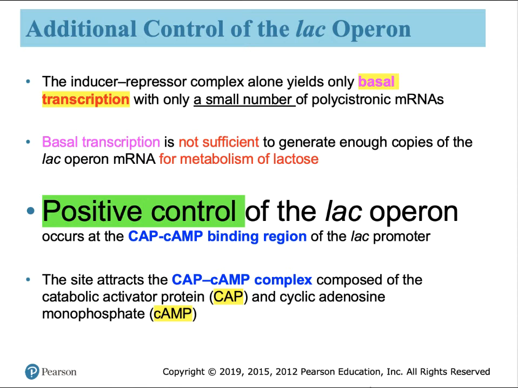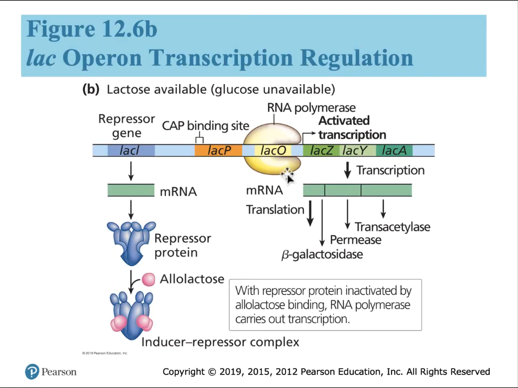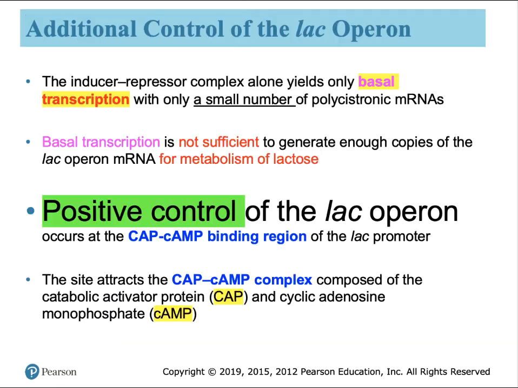Something is bound to the operator, the repressor protein for instance, then the level of transcription is down in the single digits, a few percent at most. When the repressor protein is no longer bound to the operator, as in this case, then the level of transcription is a bit higher, maybe 10 to 20%. That's it. So it's not going to be anywhere close to 100%. So this is called the basal transcription level.